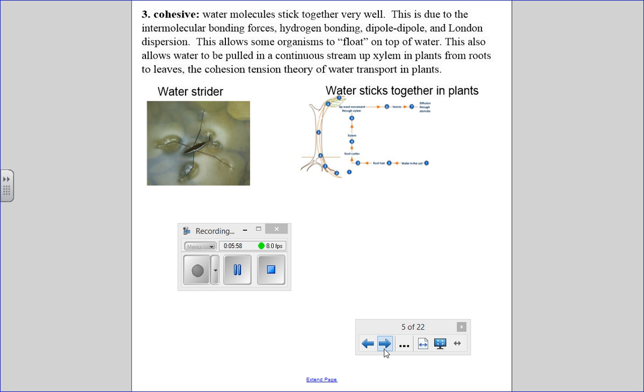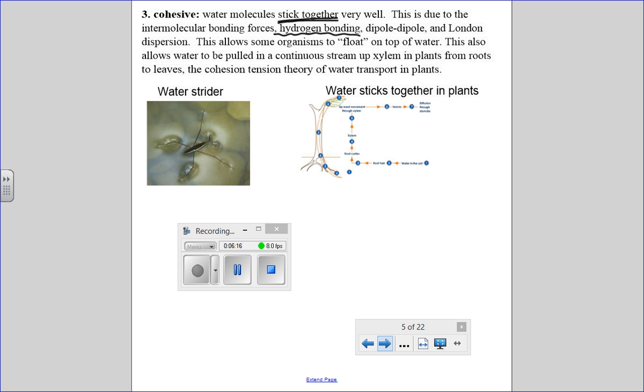Now, the third property of water is that it is cohesive. Again, something you might remember learning in Science 10. Water molecules stick together very well. So they stick to each other. And this is because of intermolecular bonding forces, those hydrogen bonds that we saw.